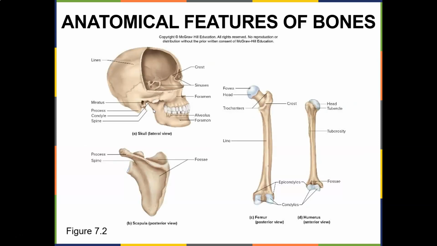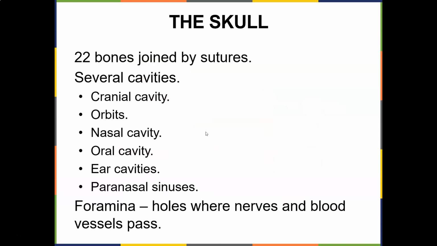All right, so now looking at the lines, the meatus, the process, the condyle, the spine. If you look at this image, you see a crest, you see a sinus, you see a foramen, which is an opening, you have an alveolus. Again, just looking at these, you have a fossa, another trochanter, crest, head. Okay, so make sure you know this terminology when you're studying.